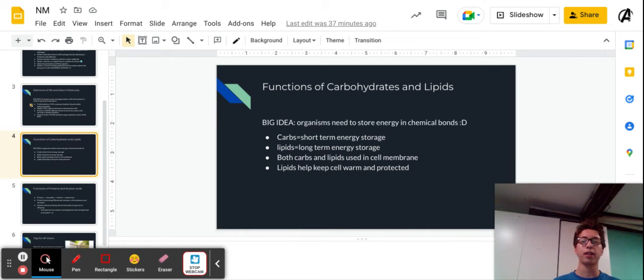The next topic is the functions of carbohydrates and lipids. So big idea number 3 is that organisms need to store energy in chemical bonds. So carbs and lipids are the main ways they're going to be doing that. Carbohydrates are used for short-term energy storage, for example the simple sugars, whereas lipids are usually going to be used for long-term energy storage.